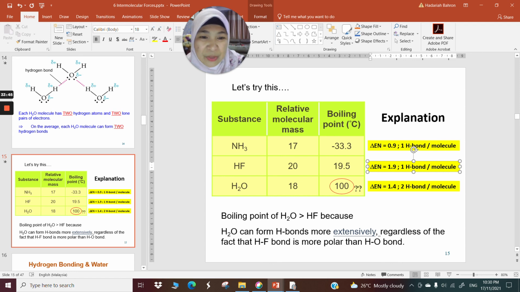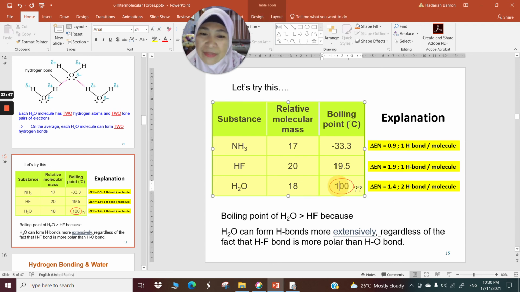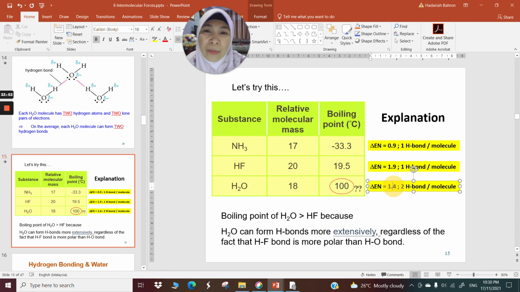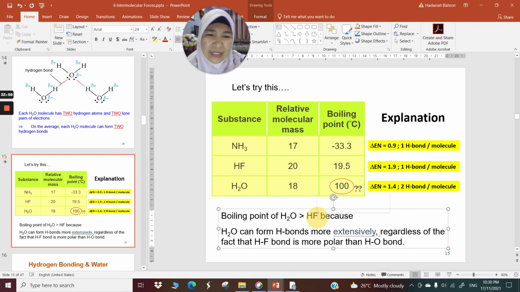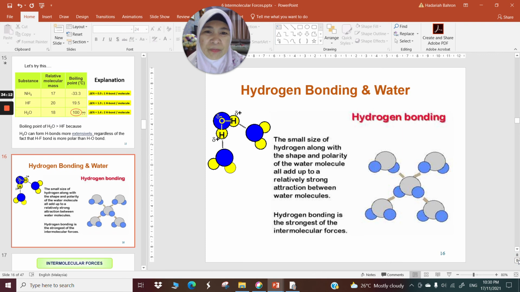So hydrogen bonding is a lot more extensive in water compared to HF, despite the fact that it has lower polarity compared to HF. So the boiling point of water is higher than HF because water can form hydrogen bonds more extensively, regardless of the fact that the HF bond is more polar than the OH bond. I hope that makes sense to you.